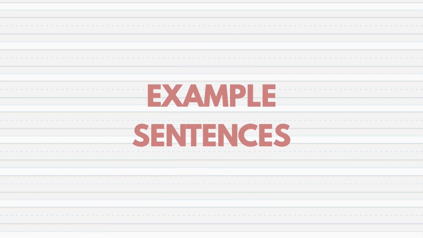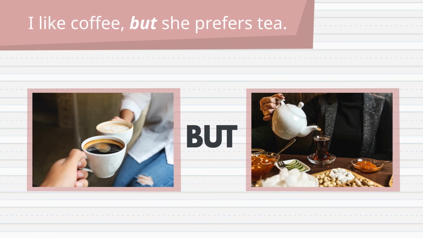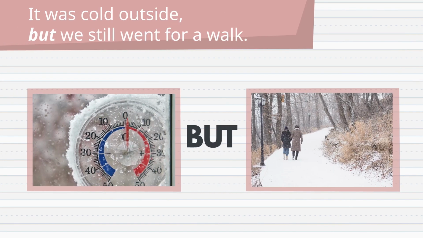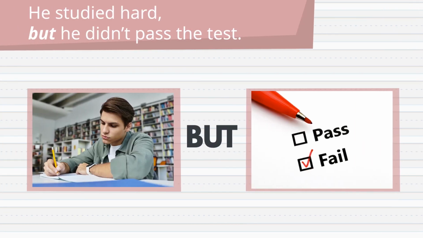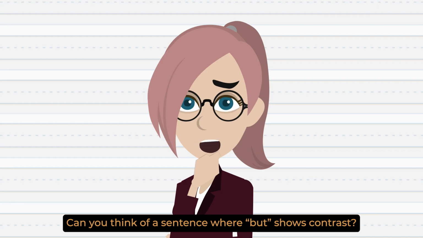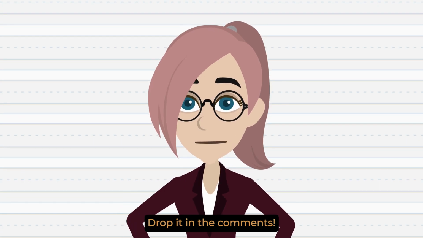Example sentences: I like coffee, but she prefers tea. It was cold outside, but we still went for a walk. He studied hard, but he didn't pass the test. Can you think of a sentence where but shows contrast? Drop it in the comments.